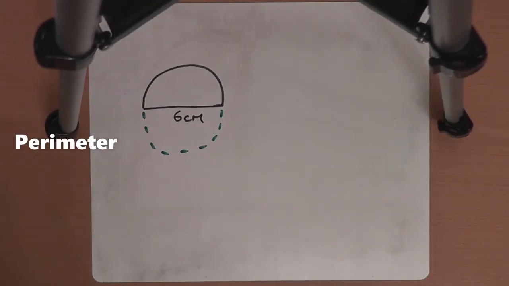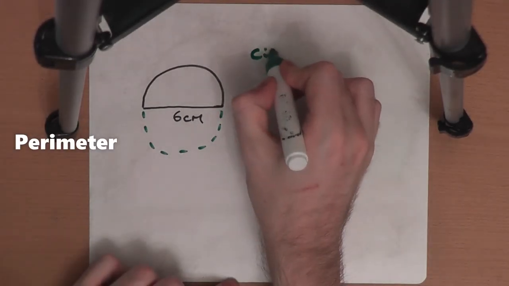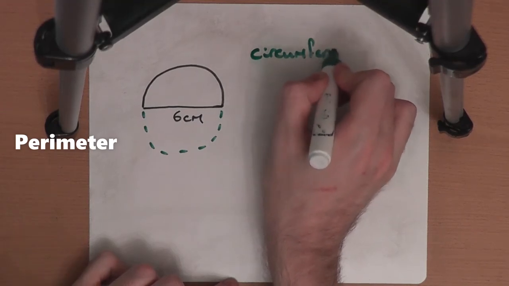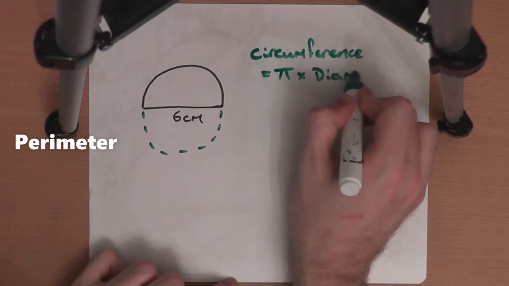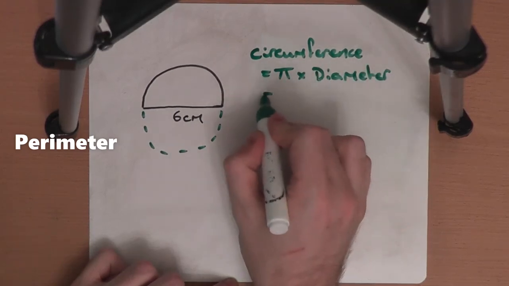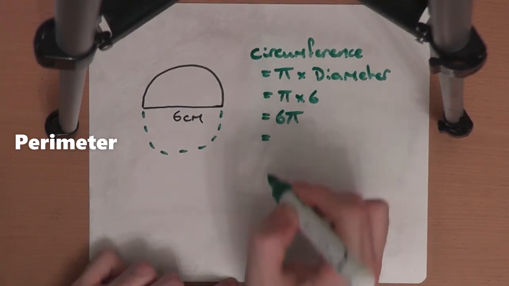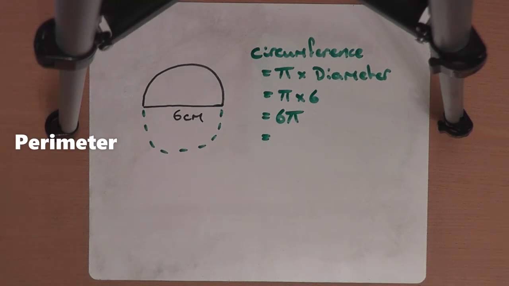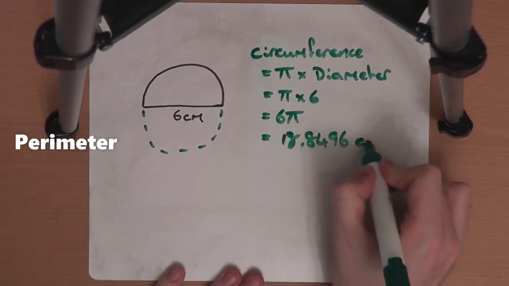We could use the same full circle to help us work out the perimeter of the semicircle, because now that we've got a full circle, we could, for example, think about the circumference of the circle. The full circle, that is going to be pi times the diameter. Well, we're given the diameter, so it will be simply pi times 6, or 6 pi. And if we pop that into our calculators, pi times 6, press equals, S to D if we need to, 18.8496 centimetres.